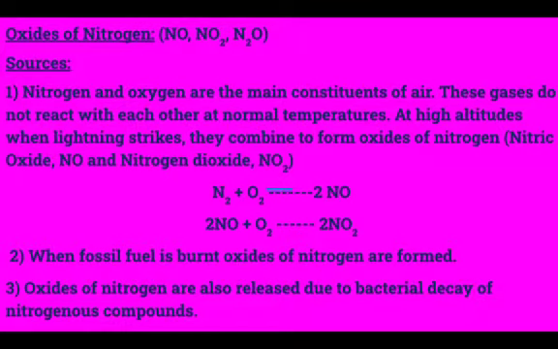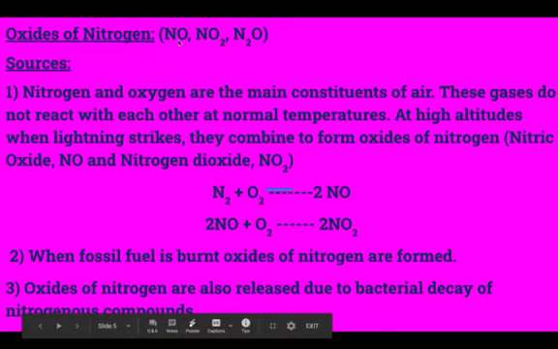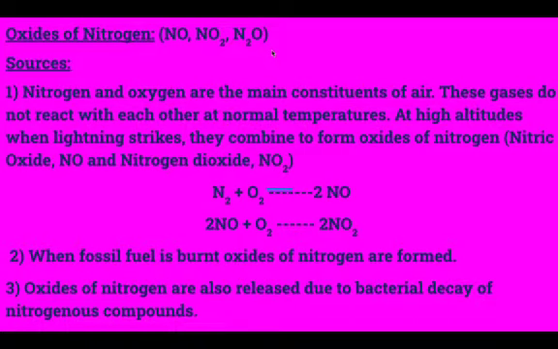Now we'll pass on to oxides of nitrogen. The main oxides of nitrogen are nitric oxide, nitrogen dioxide, and nitrous oxide. Now let us see the sources of oxides of nitrogen. Nitrogen and oxygen are the main constituents of air. But even though they are the main constituents of air, they do not react with each other at normal temperatures. But when lightning strikes at higher altitudes, they combine to form oxides of nitrogen, that is nitric oxide and nitrogen dioxide.